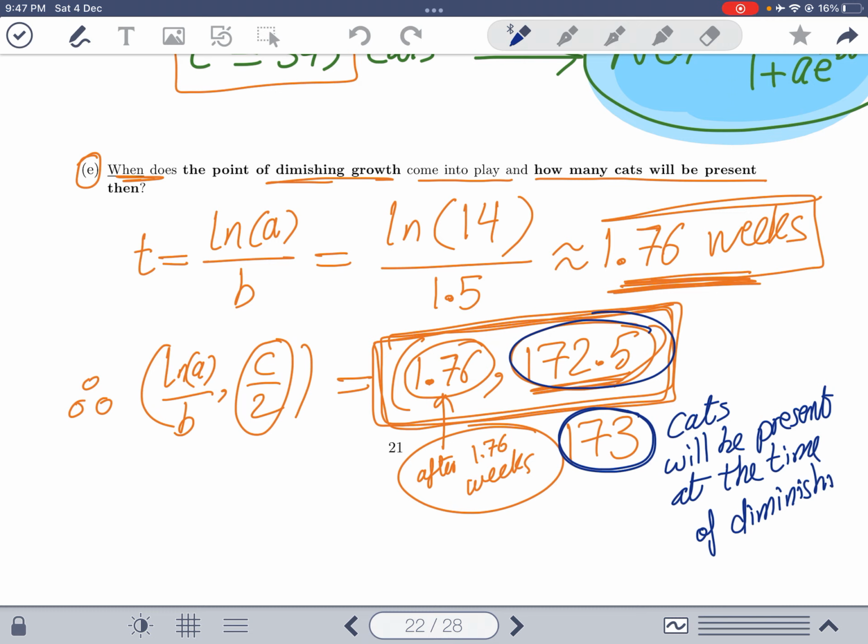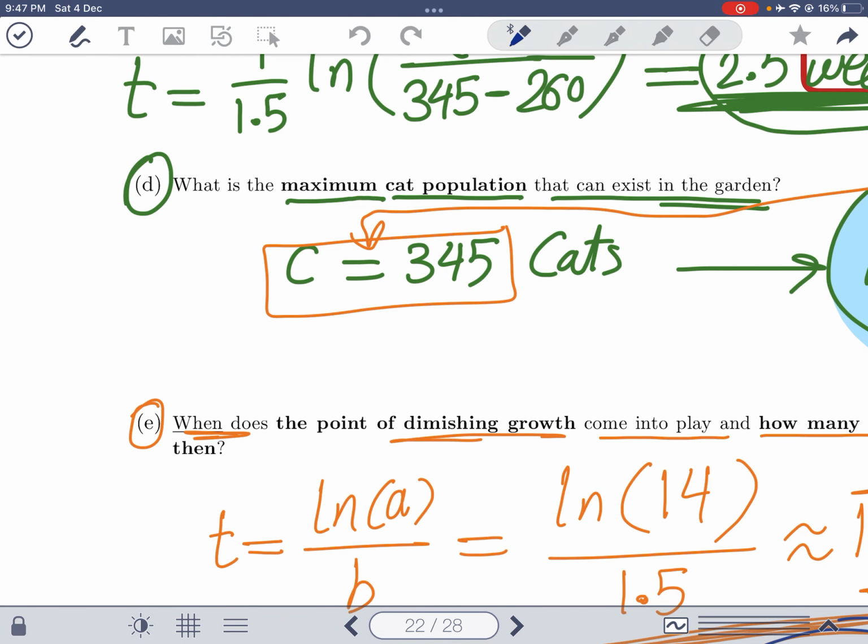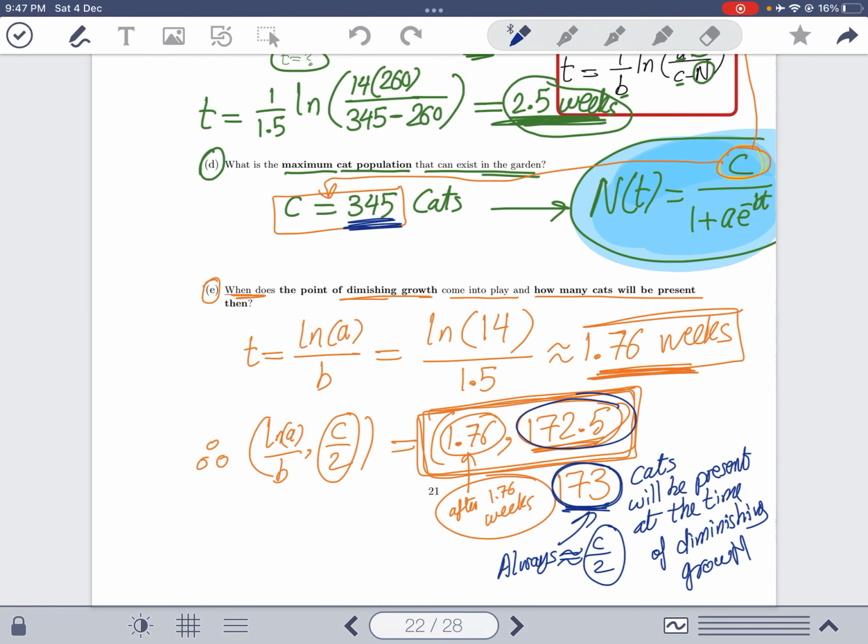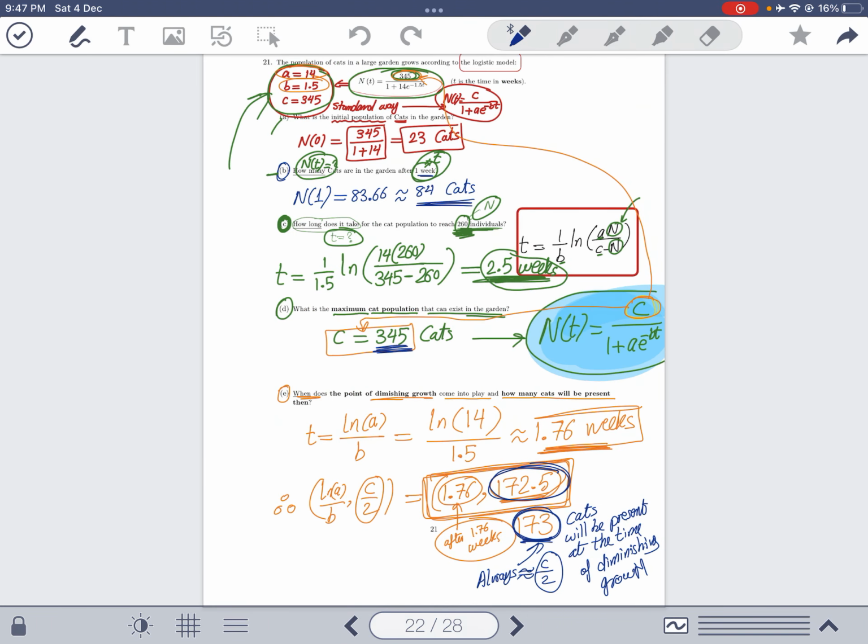And notice that this number here always equals C over 2, approximately, where C is the carrying capacity. So 345 over 2, you get 172.5, which approximately is 173, because the context is about cats, and these don't come in fractions, they come as whole numbers. And I will stop here.